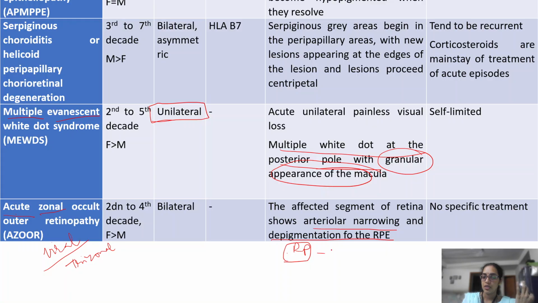So many a time the sector RP that we used to diagnose previously, now people are thinking it might be AZOOR. So it is a novel disease, more commonly seen in women, and it tends to be bilateral, and there is no treatment because we do not know what helps in AZOOR. Okay, so they might present with photopsias, they might present with loss of vision, with progression of the chorioretinal damage. Okay, so this is about non-infectious uveitis.